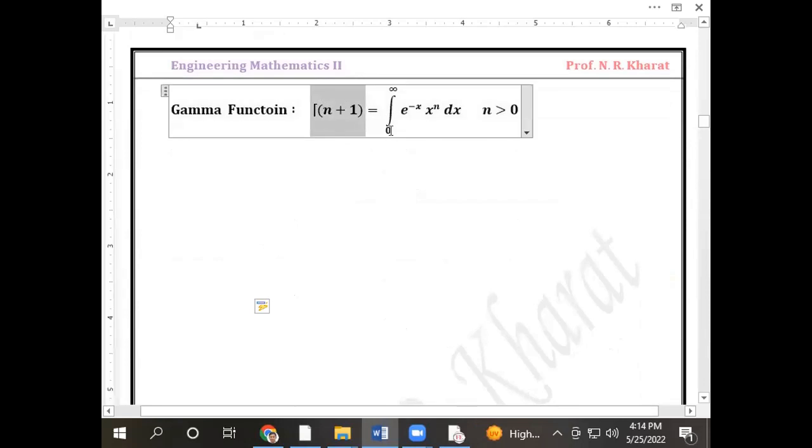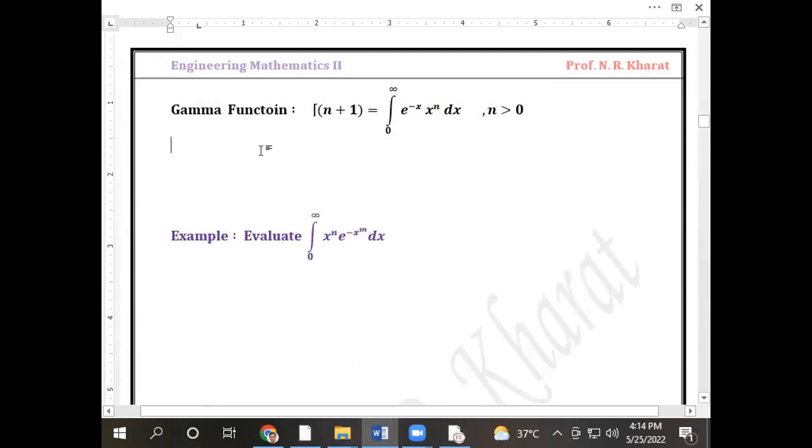Gamma of n plus 1 is equal to the integration from 0 to infinity of e raised to minus x times x raised to n dx, wherever the value of n is greater than 0. If the index of x is 100, then we get gamma of 100 plus 1. If the index of x is, suppose, 2, then we get gamma of 3 as the solution.